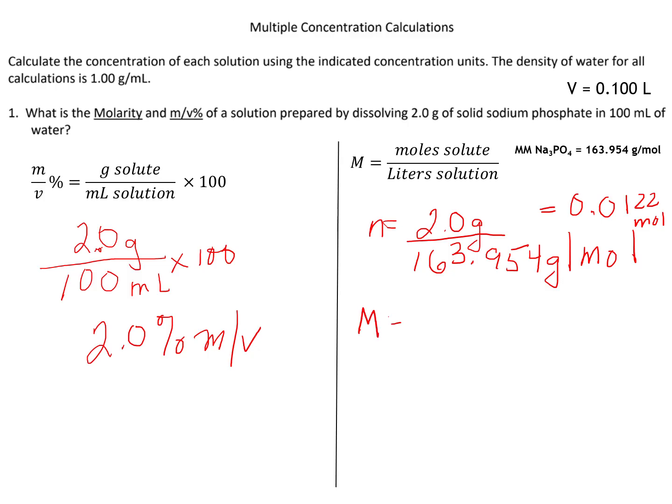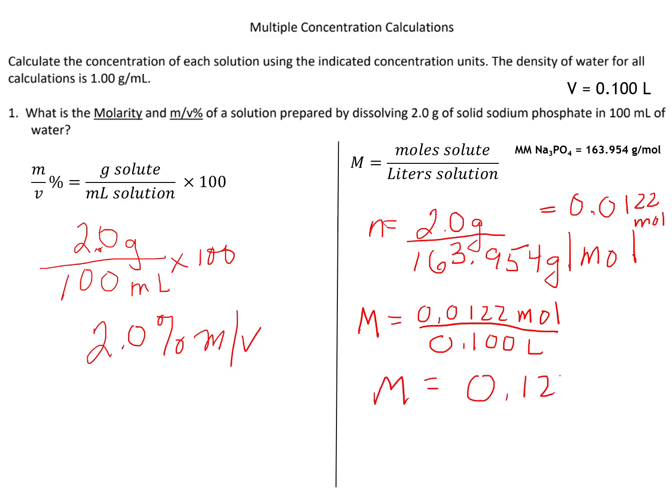Now we're all set to find the molarity. So capital M is equal to 0.0122 moles divided by, and I have practiced using this tablet, trust me, the liters of solution, so 0.10 liters, and we get the molarity of the solution is equal to 0.122 molar, or moles per liter.